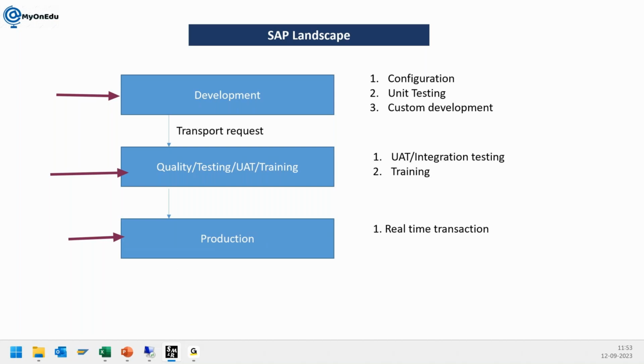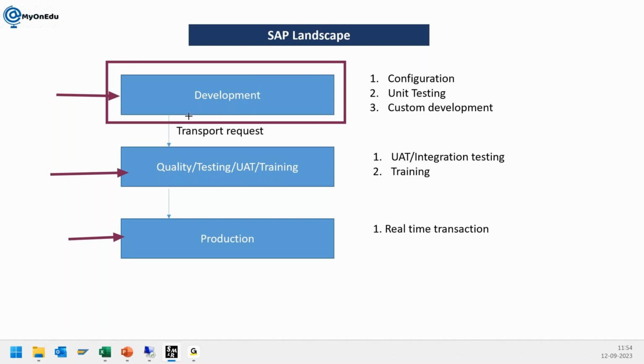As a functional consultant, we mostly do our work in the development system. That means we do our configuration, our testing, or any custom development. What is custom development? It means any programming. All these functional and technical changes we make in the development system. Once we are done with the configuration or development, we test, and then we say, okay, now it is working fine as per the customer requirement.